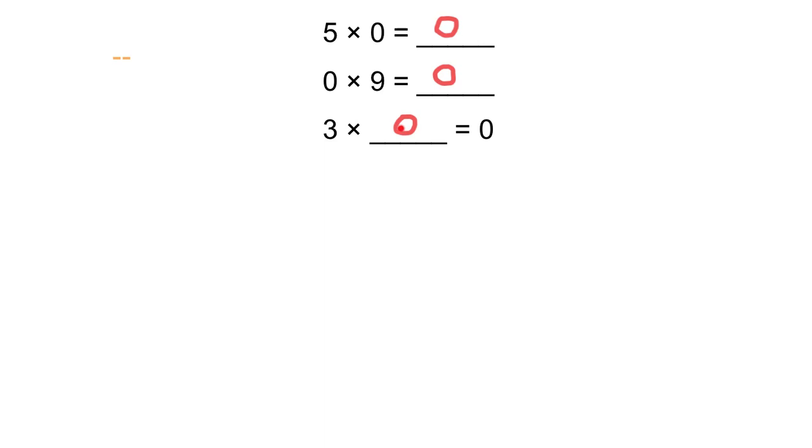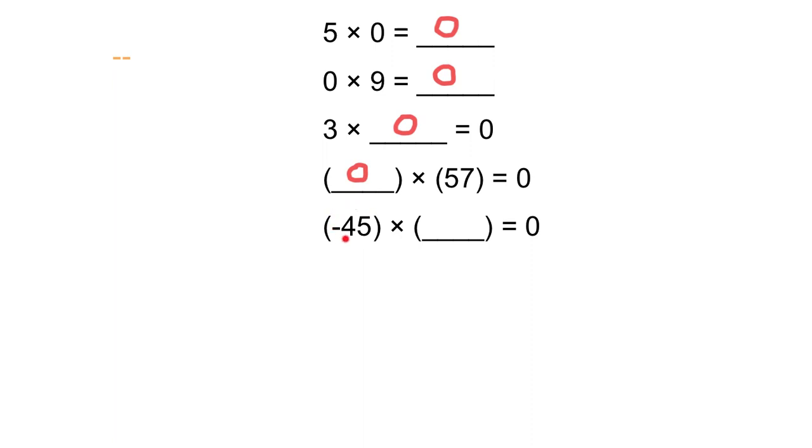Well, it has to be 0. If the answer is 0, this has to be 0, because 3 times anything else will not be 0. Well, what about this? Something times 57 is equal to 0. What's here? What is that number? Oh, surprisingly, it's 0, because 0 times 57 is equal to 0.